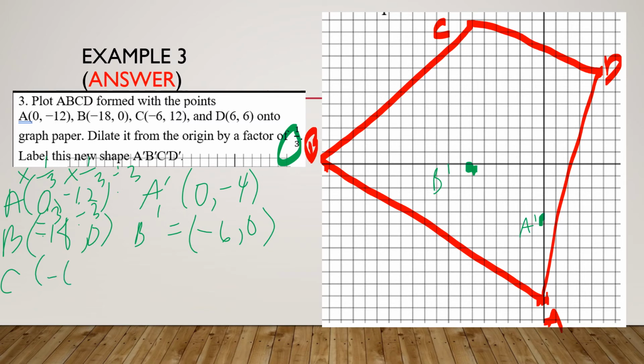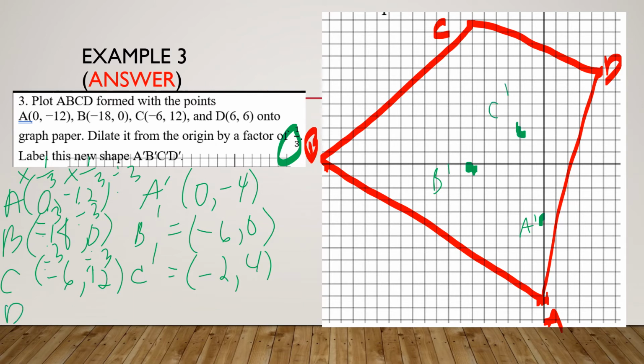C was negative 6, 12. Again, 1/3 is the same as dividing by 3. So C prime would be negative 6 divided by 3 is negative 2. 12 divided by 3 is 4. So when we plot it, we'd have negative 2, 4. So to the left 2, up 4. And that is our C prime.